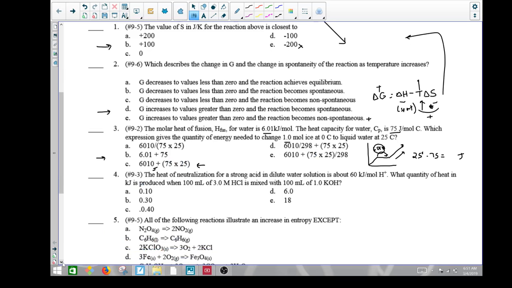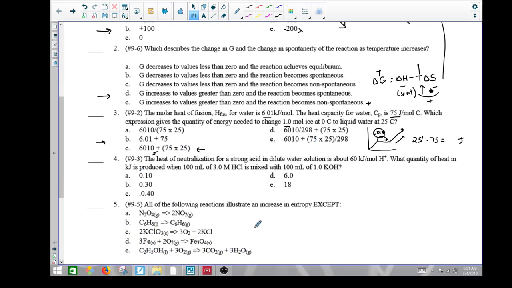Next one. The heat of neutralization of dilute water is the quantity of heat in kilojoules, 100 milliliters of this, 3 molar, and 1 molar.